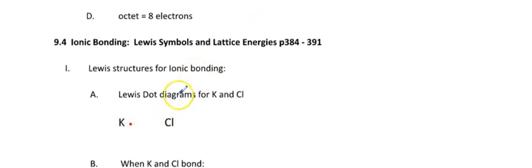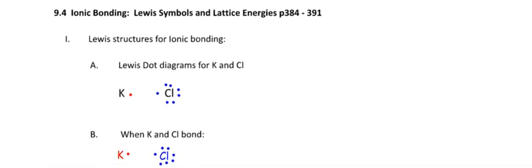How many valence electrons does chlorine have? You remember that? It's in group 17. It's going to have 7. Hopefully that rings a bell. So now what happens when K and Cl bond? Well, let's look at it here. What do the metals do? We just talked about it. Metals are going to give their electrons to chlorine.